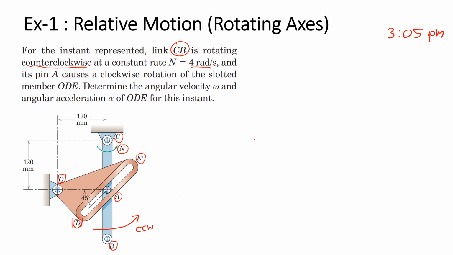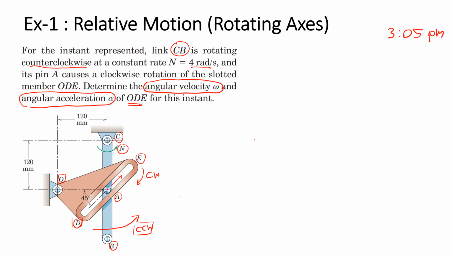rotate clockwise. It seems that when CB rotates counterclockwise, the pin A travels along the slot, and it may increase the radius. And when it increases the radius, it causes the ODE to rotate in the clockwise direction. The problem wants us to find the angular velocity and the angular acceleration of the part ODE.